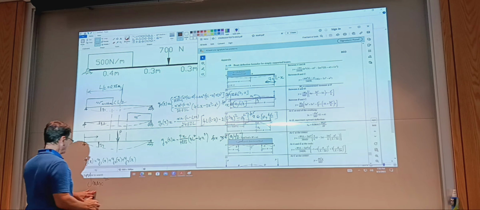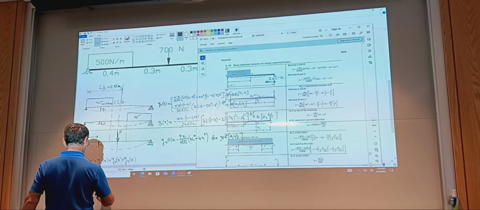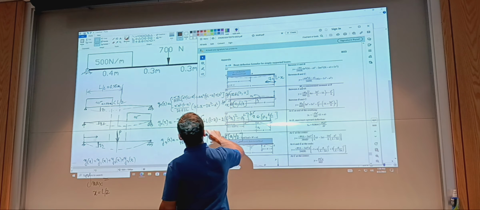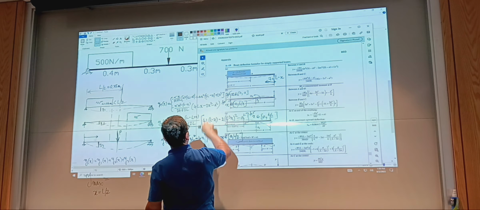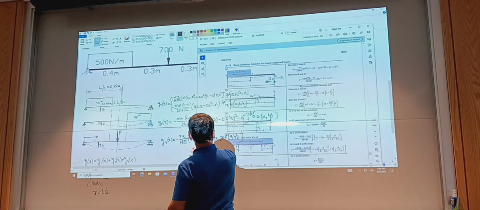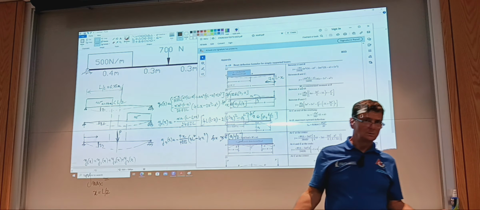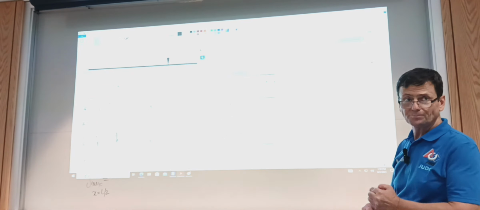But if you want y max, you make x equal to L over 2. That will be the case of this equation where I make x equal L over 2, this equation where I make x equal L over 2, and this one where I make x equal L over 2. So yeah, it looks messy, but I've seen worse.